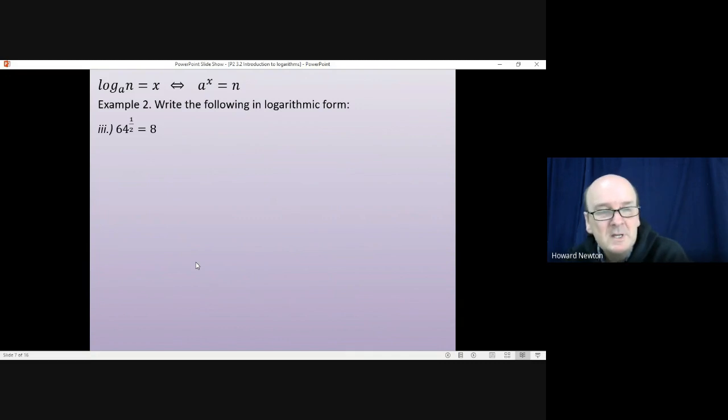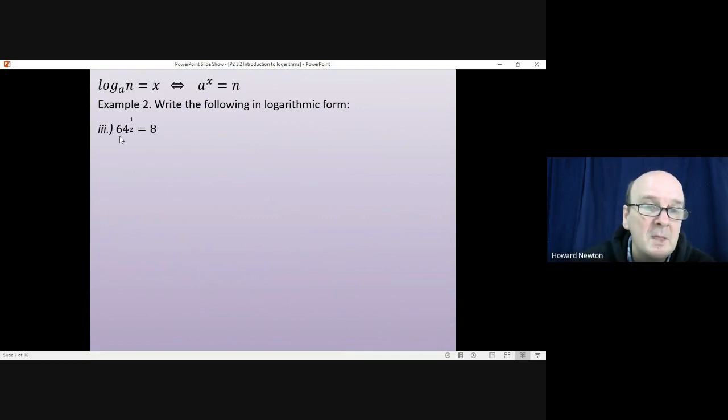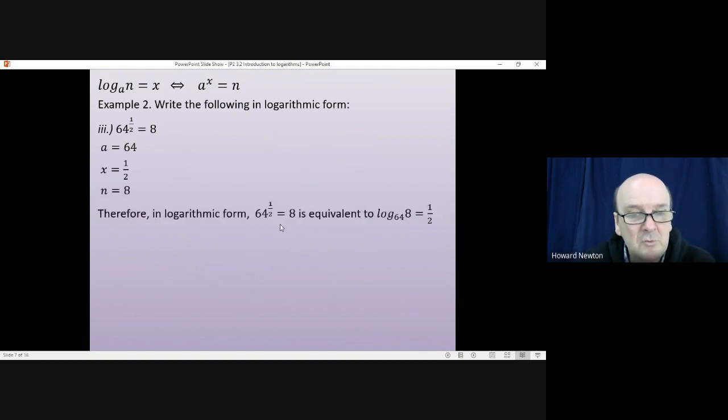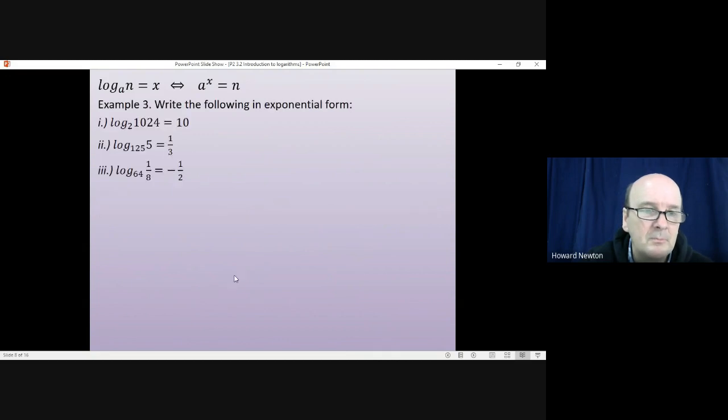And the third one, 64 to the power of a half, which means the square root of 64 is equal to 8. So in this case, a is 64, x is a half, and n is 8. So in logarithmic form, the exponential statement would be equivalent to log to the base 64 of 8 is equal to a half. So that's changing in the one direction, changing from exponential form to logarithmic form.